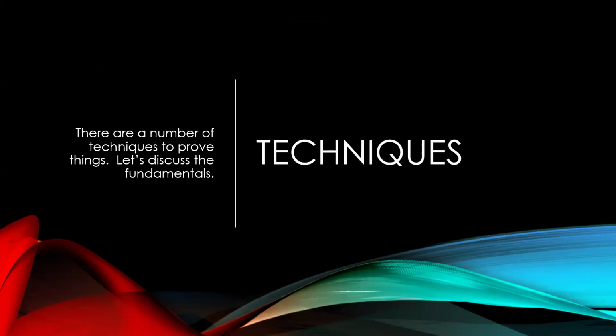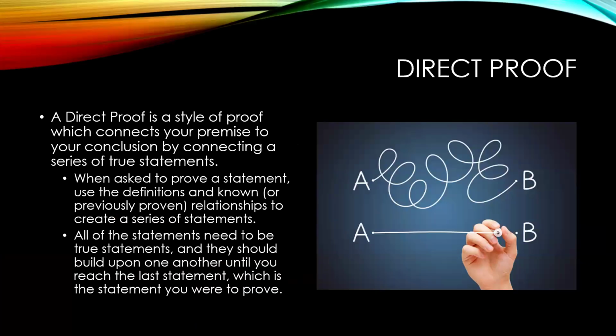There are a number of techniques to prove things. Let's discuss the fundamentals. Our first one is going to be the direct proof. A direct proof is a style of proof which connects your premise to your conclusion by connecting a series of true statements. This is one of the most standard forms. You start at point A, you get to point B, and you try and get there as quickly as you can.